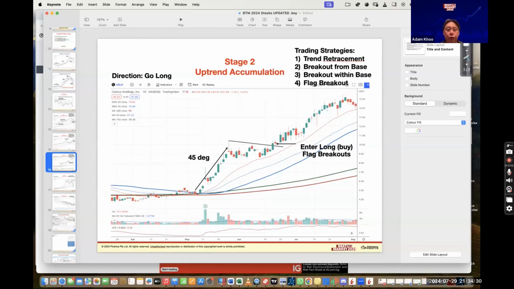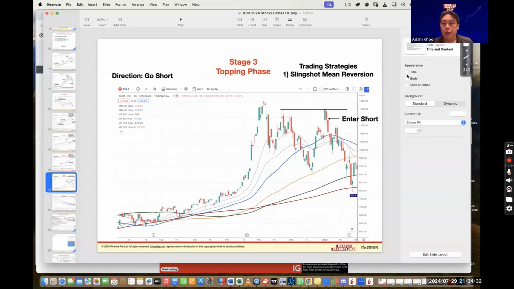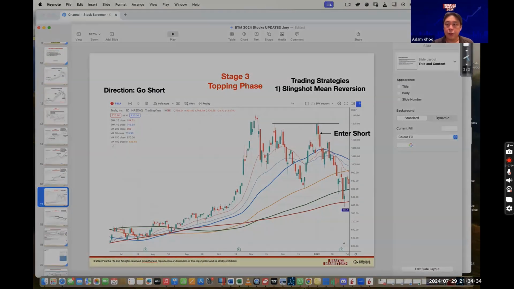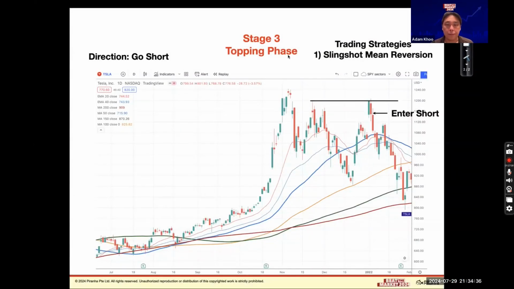Okay, next will be the stage 3 topping phase. Now, basically in the topping phase, you will see 90 degrees. Can you see? You see a 90-degree pattern. Now, the moment it goes up 90 degrees, do you start shorting it? Do you start shorting the stock? The answer is no, okay?